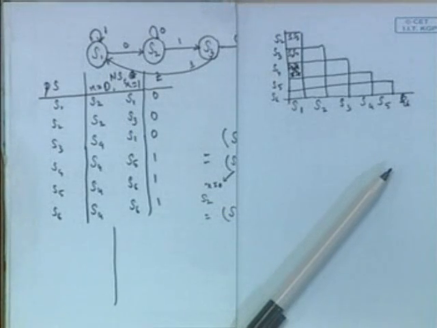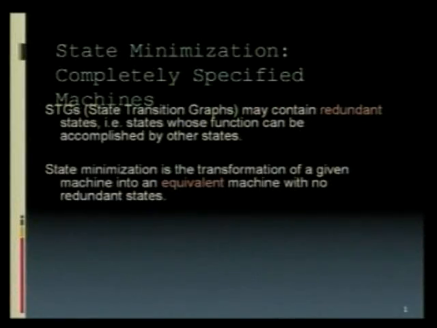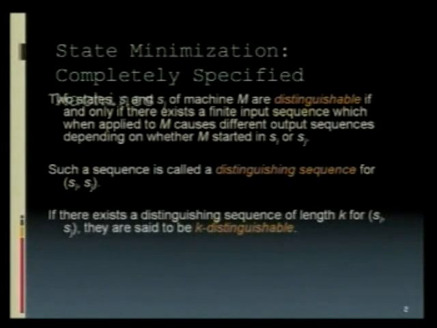See what else we can do. Oh, I got a slide for state minimization. I don't know why the slides are coming this way. Okay, these are the main objectives of state minimization. I don't know why the slides are coming this way. Actually, I used Office 2007, that's why.